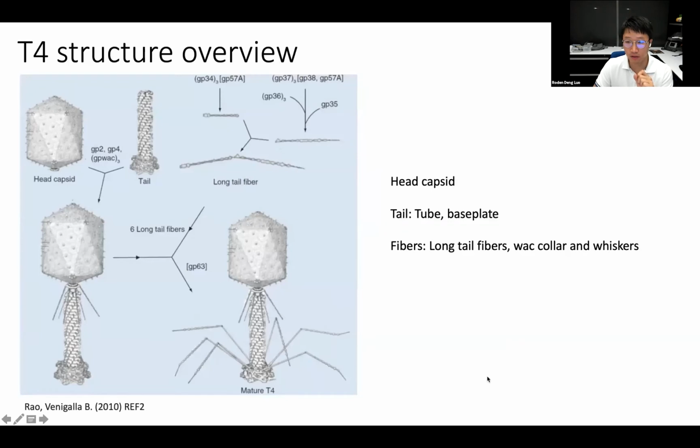So here's the overview of T4's structure. It can be divided into three parts: the head capsid, the tail that has the tube and base plate, the long tail fibers, and the wac-collar and whiskers.